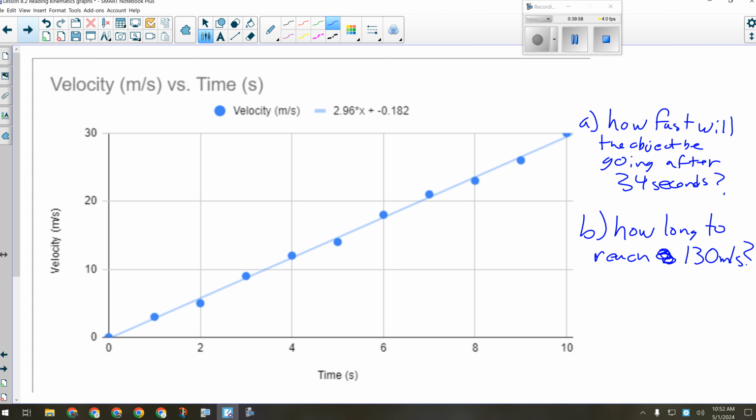I want you to calculate those two things for me. You have the equation for the line, and that might be helpful. See if we can transfer our skills from position time graphs to velocity time graphs. I'll be right back.